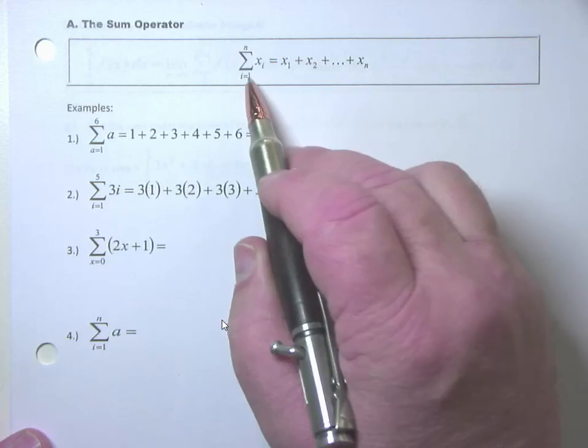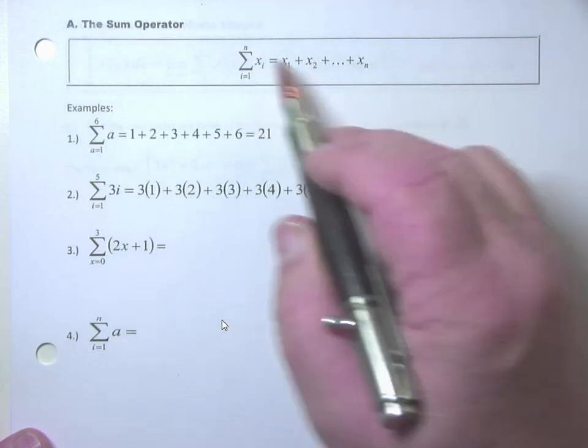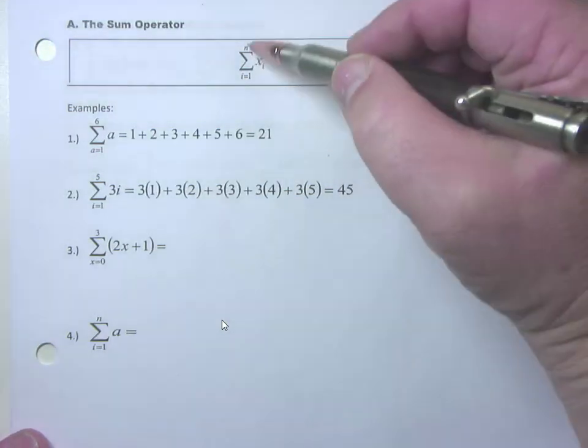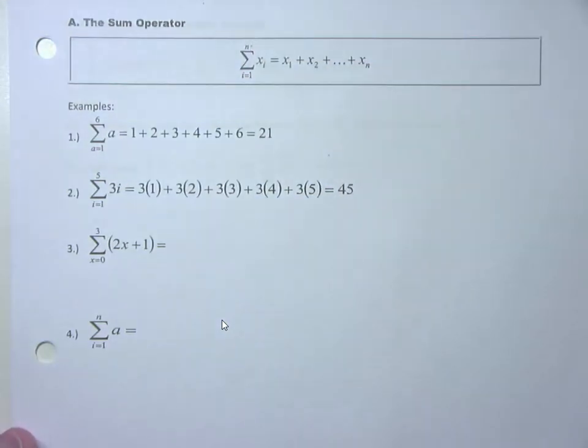So when you see the sum as i goes from 1 to n of x_i, that's x1 plus x2 plus dot, dot, dot, all the way out to xn. But I stop at xn. That number on the top is where I stop, arbitrary, whatever it happens to be, n.